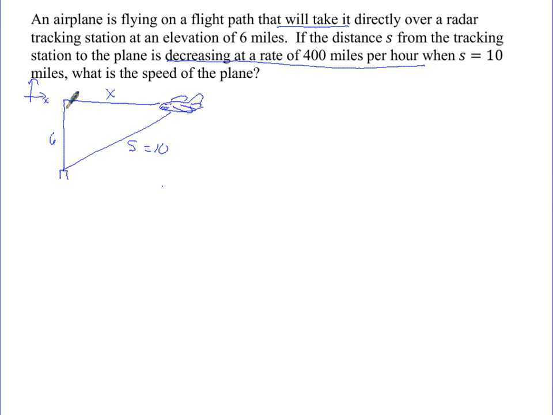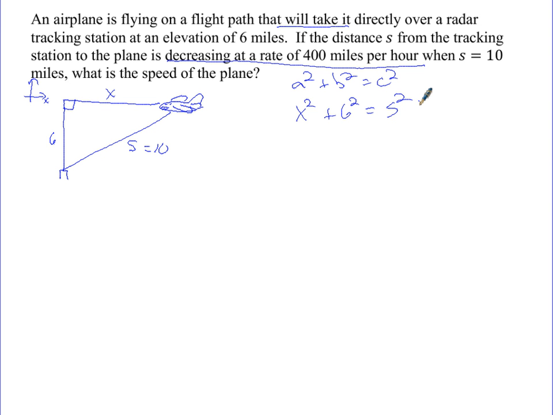And now we're dealing with a right triangle. So because s is a variable, x is a variable, but 6 is not, and I'm dealing with a right triangle, I'm going to use the Pythagorean theorem. a squared plus b squared equals c squared. So that means that x squared, if I call a x, plus 6 squared equals s squared.